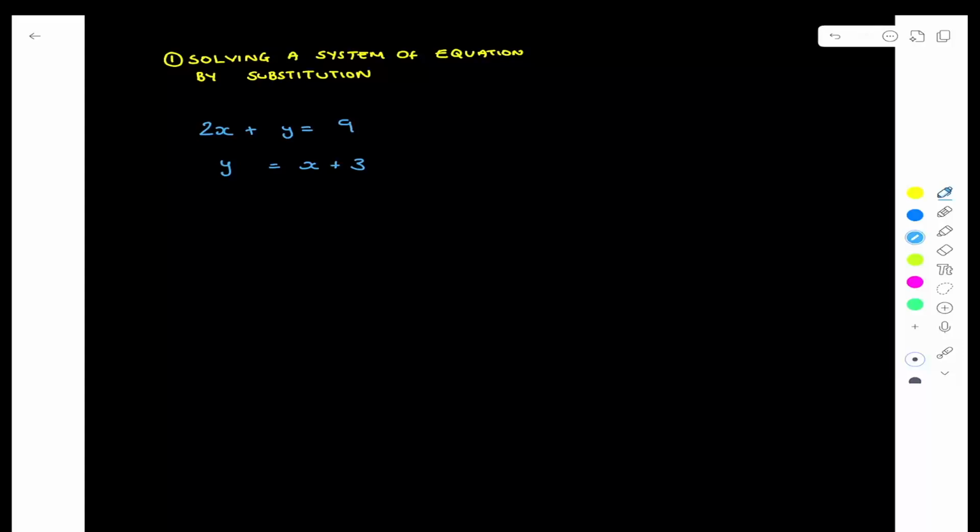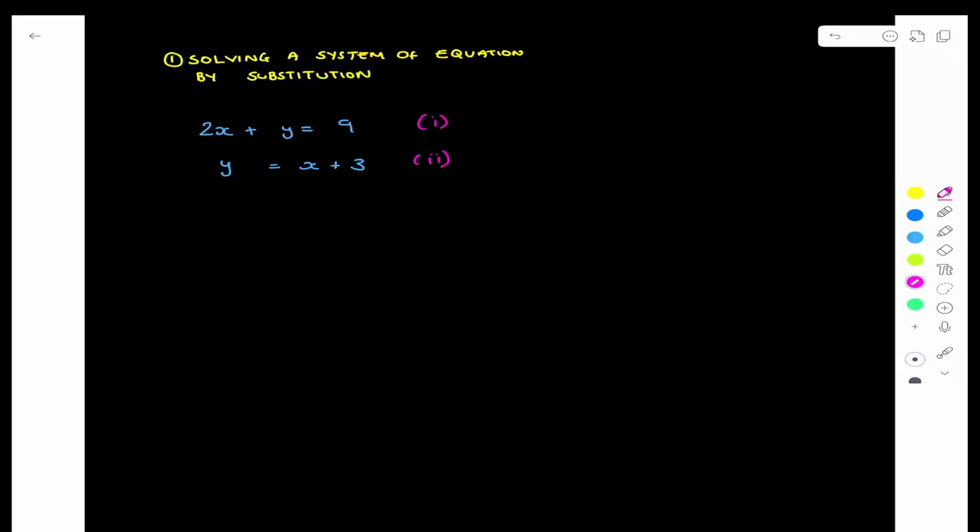Okay, the first one, simultaneous equation. So suppose you have a question like this and the question asks you to solve by substitution. So they give you the first equation, which is 2x plus y equals 9. Let's label that equation 1. And then they also give you the second equation, which is y equals x plus 3. And let's label that 2.